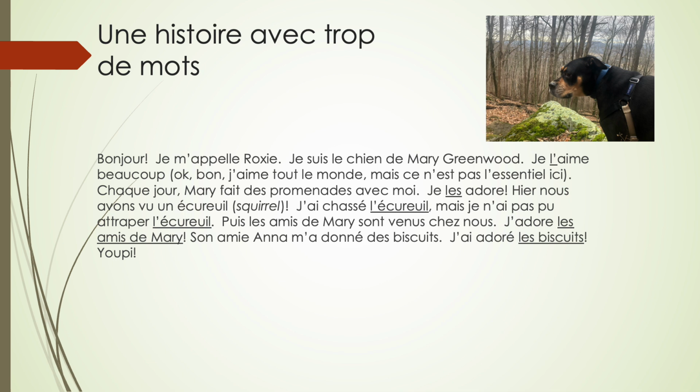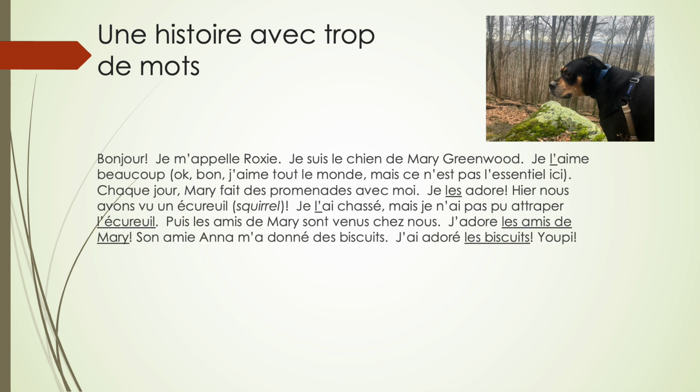Hier, nous avons vu un écureuil. J'ai chassé l'écureuil, mais je n'ai pas pu attraper l'écureuil. So let's start with this first one. J'ai chassé l'écureuil. We're going to replace l'écureuil with le. And it's going to go before the conjugated verb, right? J'ai chassé. So it's going to look like je l'ai chassé. L apostrophe. Je l'ai chassé.